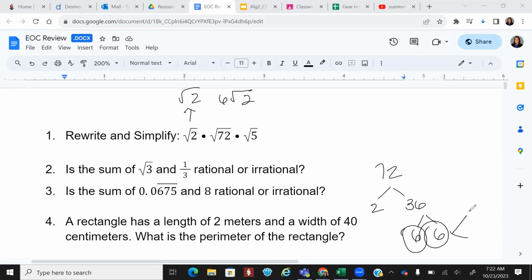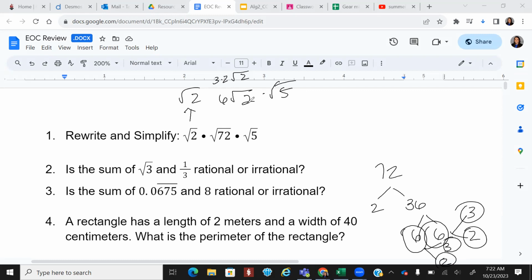Okay, so if we break that down again, we see that we have a pair of 3s and we have a pair of 2s. What's 3 times 2? Okay, so we're going to have 6 radical 2 when we simplify. Okay, and then can we simplify the square root of 5? So now we can multiply all the stuff on the inside.